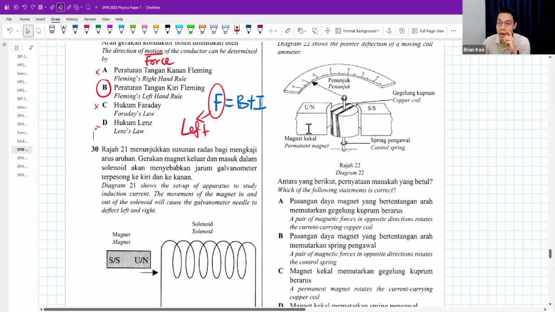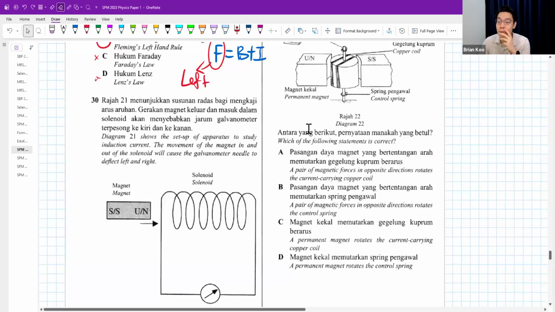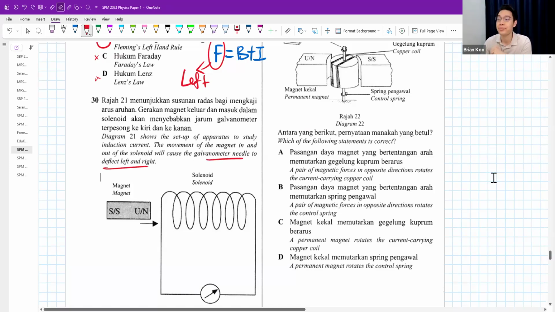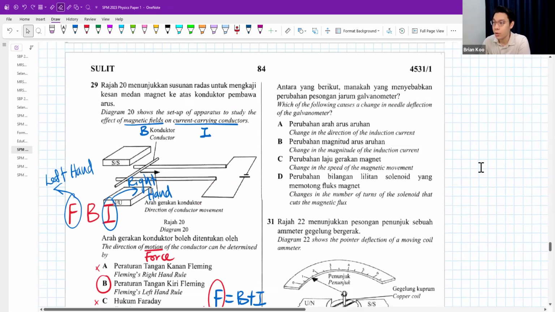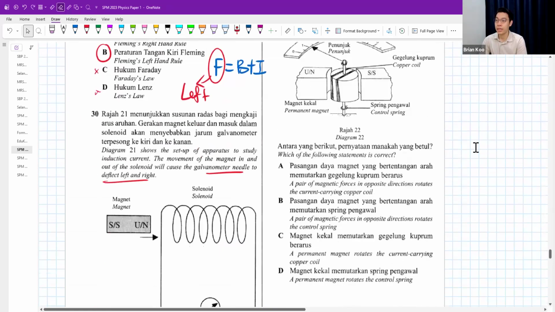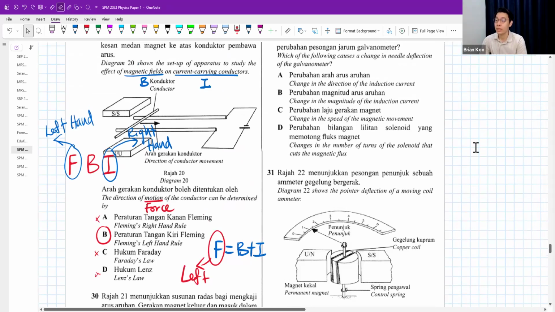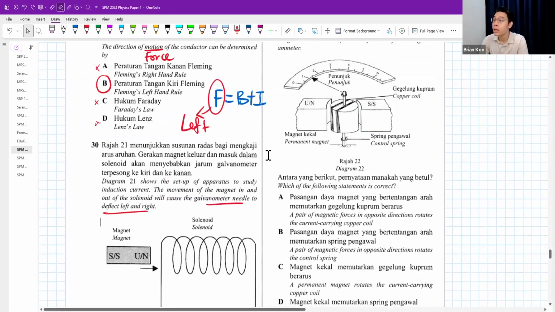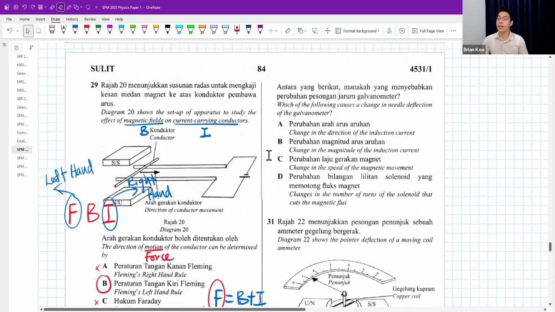The diagram shows a setup of apparatus to study induced current. The movement of the magnet in and out of the solenoid will cause the galvanometer needle to deflect left and right. Which of the following will cause a change in needle deflection of the galvanometer? A: change the direction of induced current. Of course, if there is a change in direction of induced current, it will change the needle deflection.